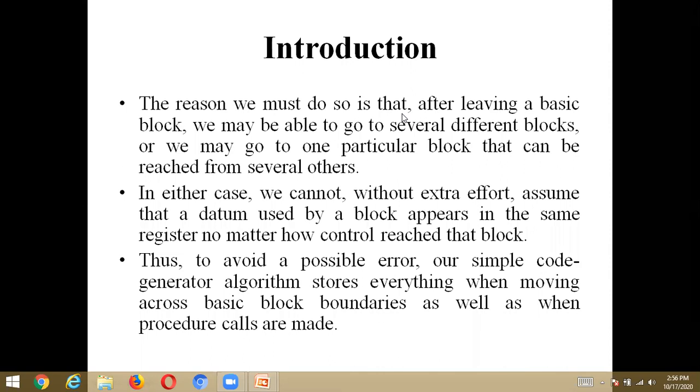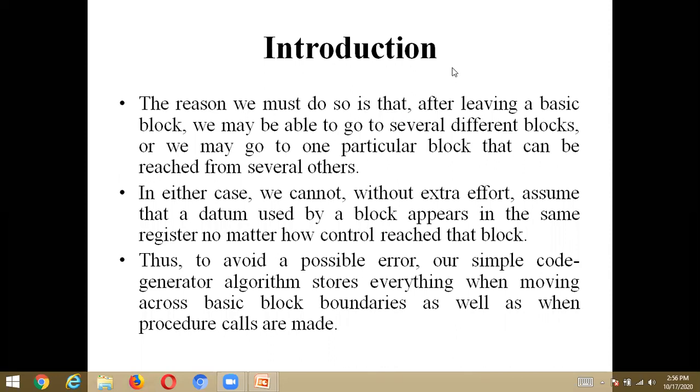And to avoid a possible error like this, our simple code generator algorithm stores everything when moving across basic block boundaries, as well as when procedure calls are made. So what's the problem here? Here we have an important problem, the most important problem.